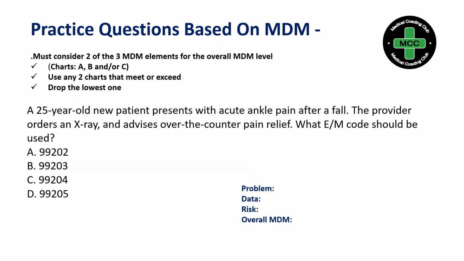So let's see a few practice questions based on the MDM coding guideline, that is, use any two charts that meet or exceed, drop the lowest one. So the first question we have is: a 25-year-old new patient presents with ankle pain after a fall. The provider orders an X-ray and advises over-the-counter pain relief. So what will be the E/M code?